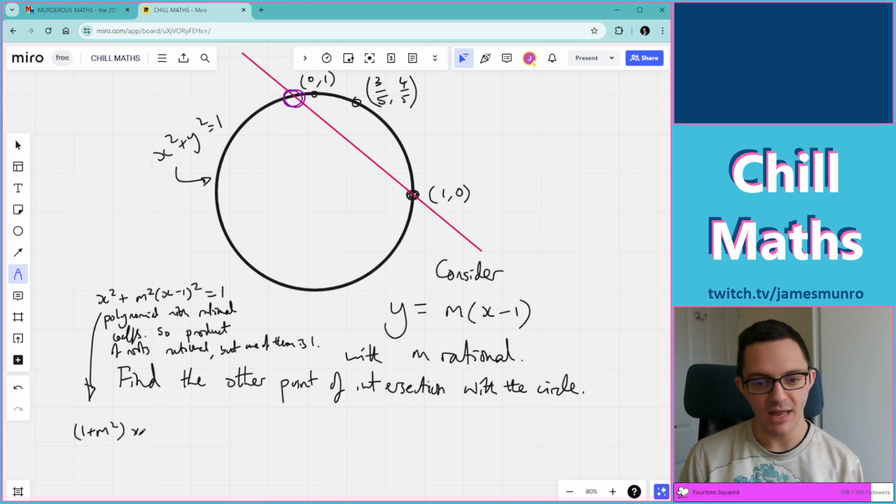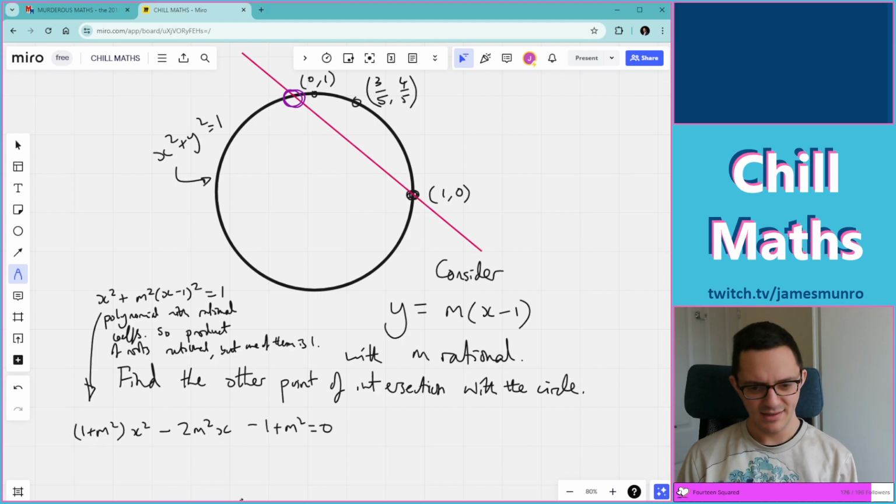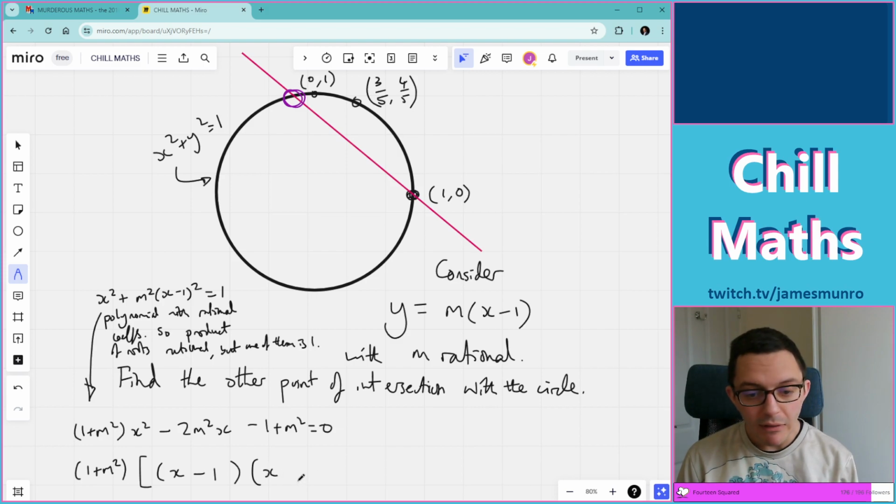Something like this, 1 plus m squared x squared. And then, how much of this am I going to write out? 2m squared x. That's something to do with the sum of the roots. And there's minus 1 minus m squared. And I've messed up, it's a plus m squared. There we go. Okay. So this factorizes really nicely. I say really nicely, can I actually do it? Yes, I can. Believe in myself. What are we doing? So 1 is a root. It should be a root anyway. Yeah, the 1's cancel and the m squares cancel. And the other root is going to be, oh my goodness.